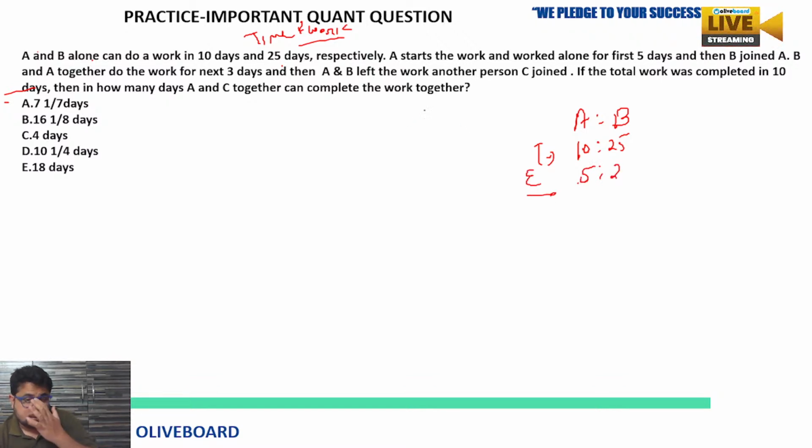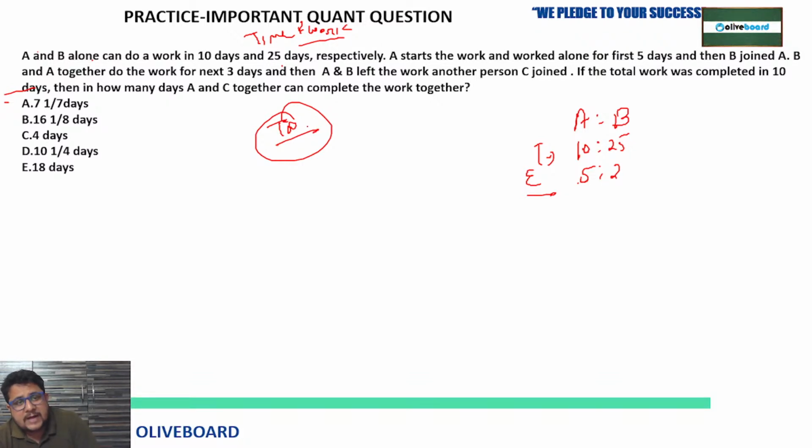Whenever I explain this chapter, time and work, I always say here you have to consider total work as the number of cups of tea that you have to finish. How many cups you have to finish, right? So A and B alone can do a work in 10 days and 25 days. So total work first of all would be what? Just take the LCM of 25 and 10. So LCM is going to be 50. So total work, how many cups of tea? 50 cups of tea you have to finish.